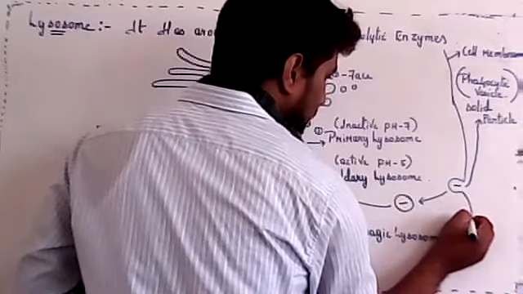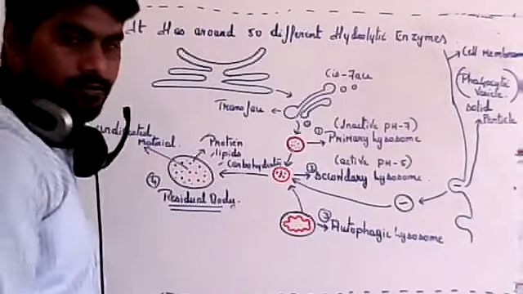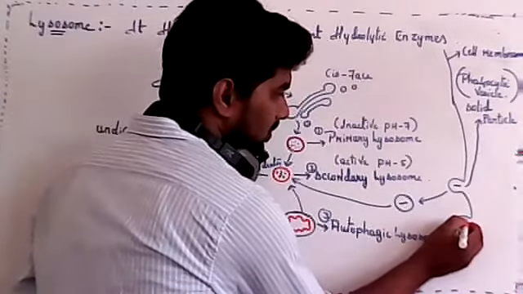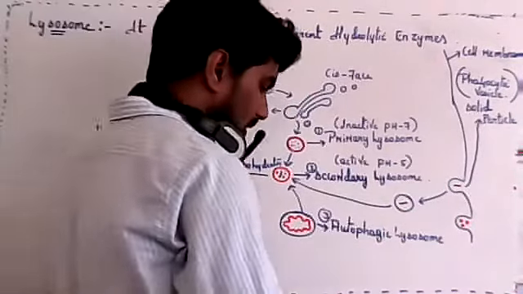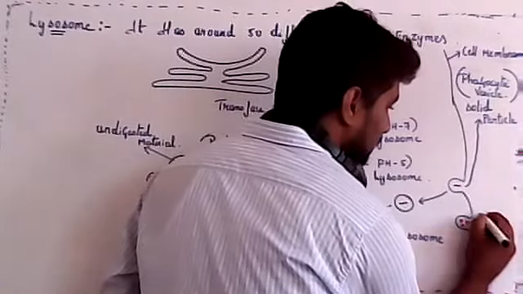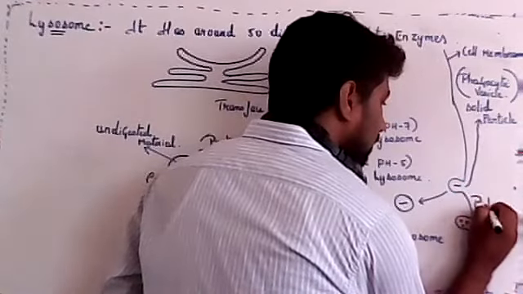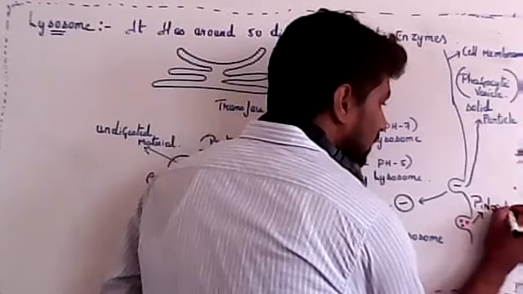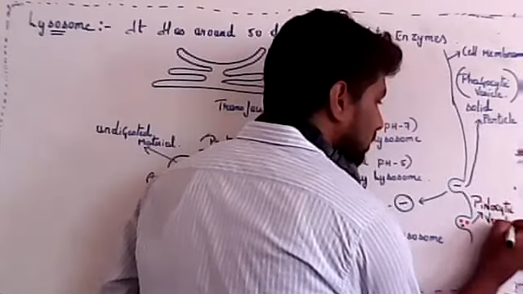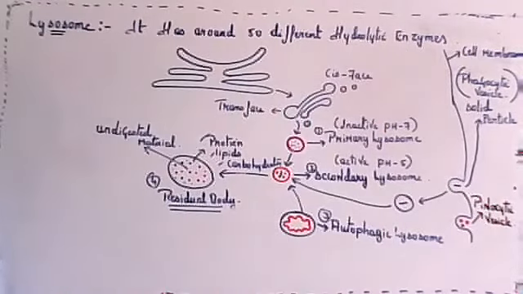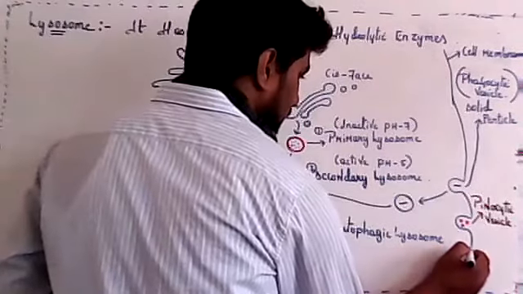Next, if some kind of fluid is taken inside, water or fluid, fluid can also migrate inside the cell. If fluid enters inside, such a vesicle is called a phagocytic vesicle. Oh sorry, pinocytic, pinocytic vesicle. Okay, pinocytic vesicle. Fine.